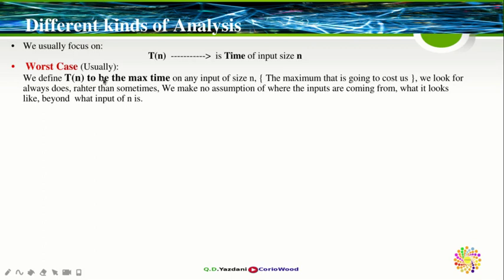So we define T of n to be the maximum time on any input of size n, the maximum that is going to cost us. So the T of n for the worst case is the maximum that is going to cost us. And say, as I said to you in the previous video, that I'm going to write software, and I'm going to guarantee to you that it's going to take 3 minutes. So that's max time. I'm giving you the worst case.